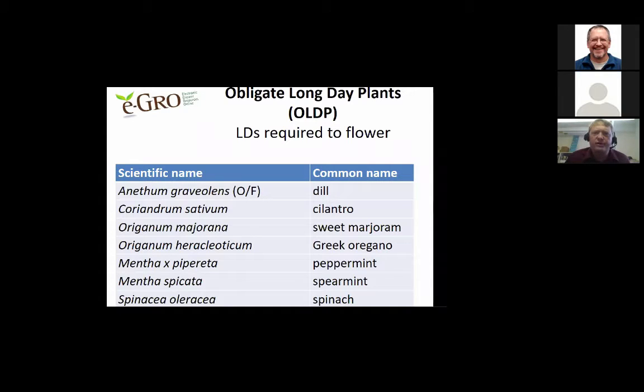So first are the obligate long day plants, and these are plants where long days are required to flower. And you'll see some of our more common herbs are listed here. So dill and cilantro, Greek oregano, sweet marjoram, a couple different mints, peppermint and spearmint, and then spinach as well. So these are crops that will flower when they're exposed to a longer day length. And we'll talk more about how to use this information in terms of scheduling.